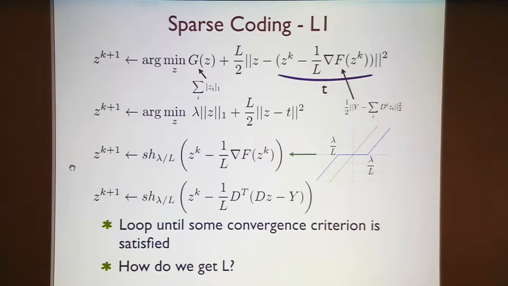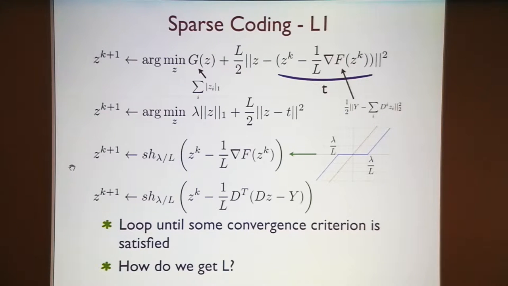And you just sort of keep doing this. So if you write it down explicitly as a function of the D matrix, you get this, right? You start from ZK. You multiply it by the dictionary matrix, compute the error. This is kind of the reconstruction error term, if you want. Hit it with the transpose of D, multiply by some constant, and then subtract that from the current Z that you have, shrink, and then that gives you the next ZK, and then you iterate.